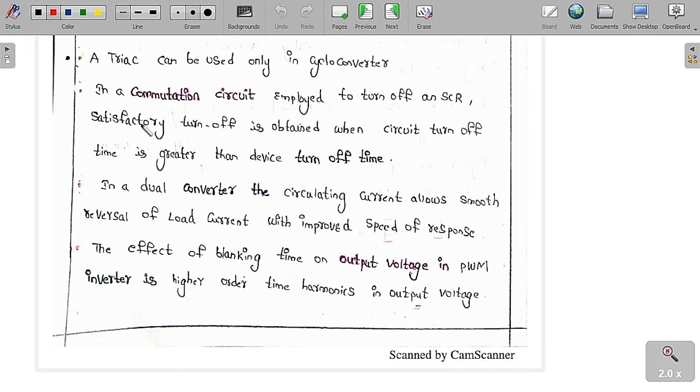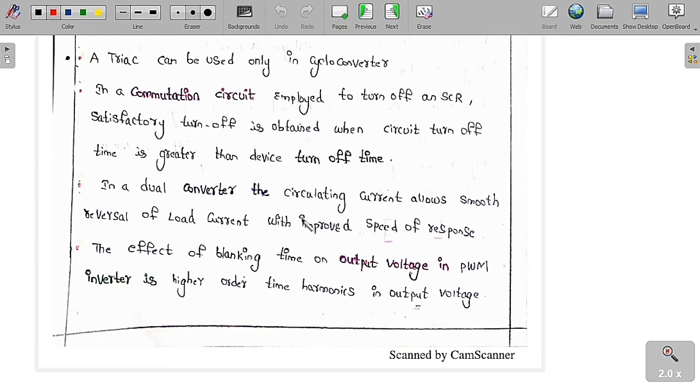In a commutation circuit employed to turn off an SCR, satisfactory turn off is obtained when the circuit turn off time is greater than the device turn off time. The circuit turn off time is the time for which we keep the reverse voltage across the device. That time should always be greater than the device turn off time. Then only we can confirm that the device is 100% off.